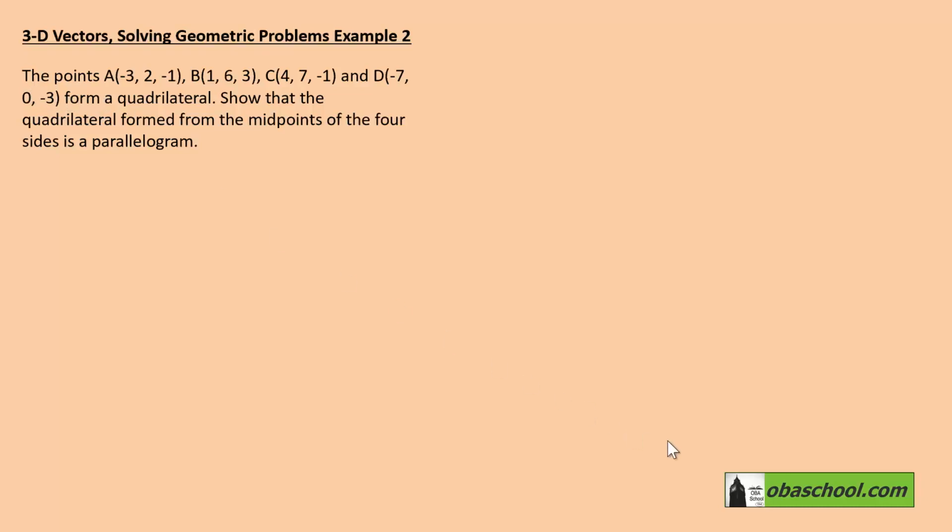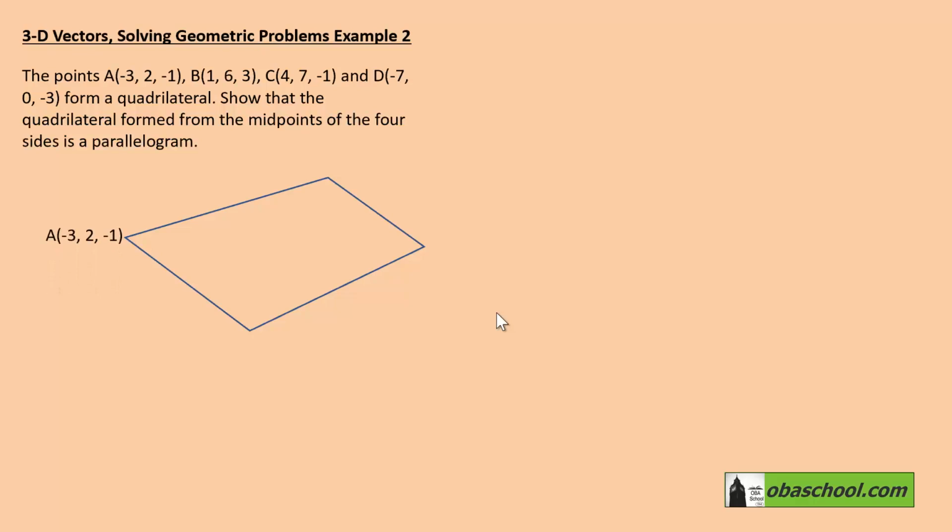The points A(-3, 2, -1), B(1, 6, 3), C(4, 7, -1), and D(-7, 0, -3) form a quadrilateral. Show that the quadrilateral formed from the midpoints of the four sides is a parallelogram. And interestingly, this would happen with any quadrilateral.